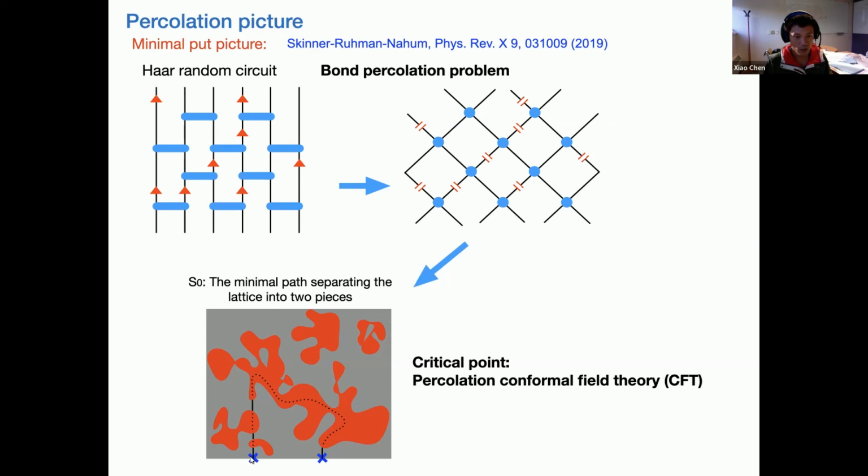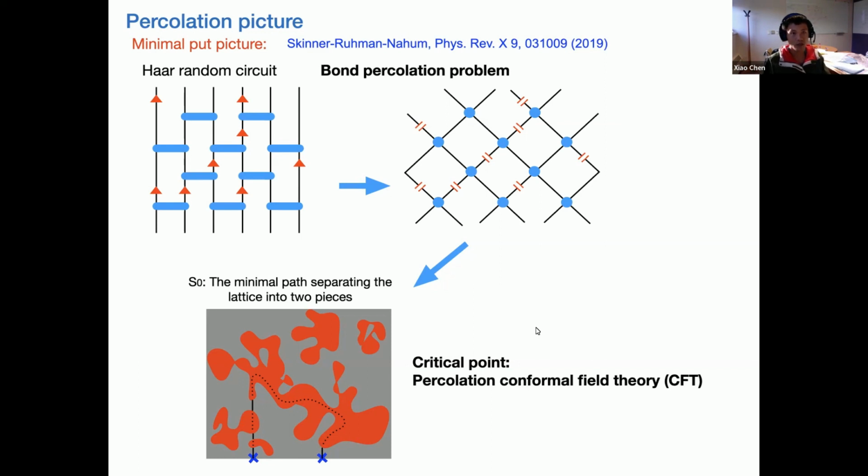Okay. So when we compute the entanglement entropy for a subsystem at some time, we are basically introducing 2 points over here, and we are looking for the minimum path separating the lattice into 2 pieces. So this is a very nice geometrical picture. It's introduced in this paper, and in this case, the entanglement transition maps to a percolation phase transition. We know percolation in 2D is a conformal field theory. It's a critical system, which has some interesting and special properties, different from the rational CFT.